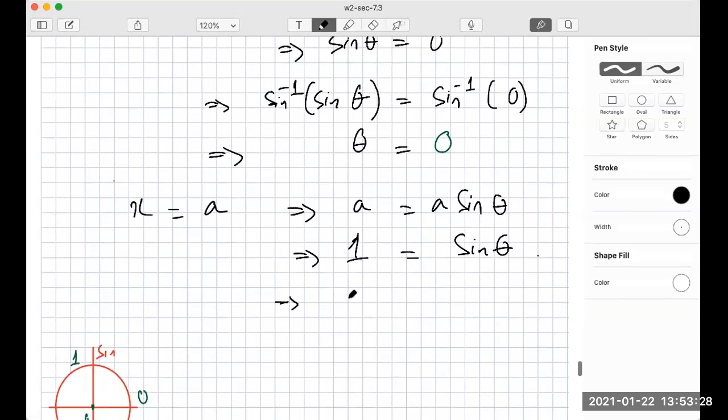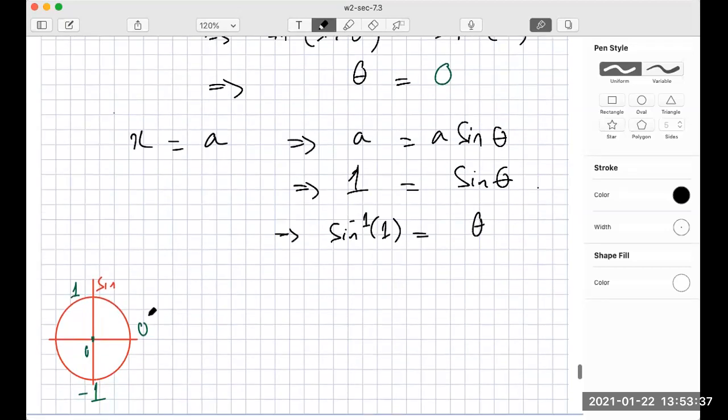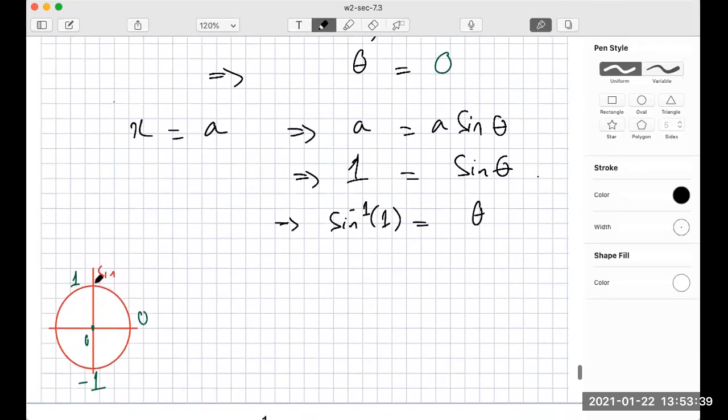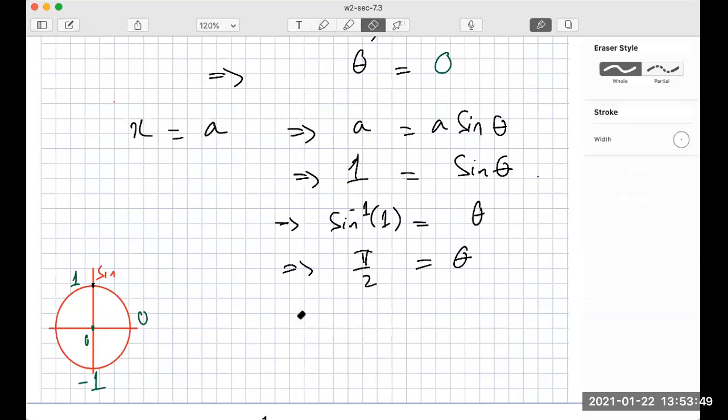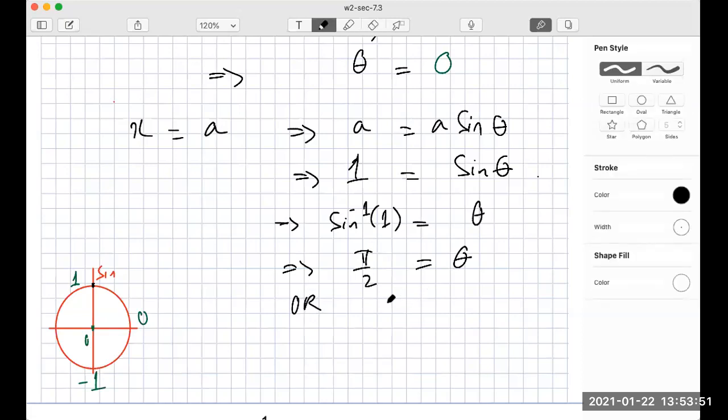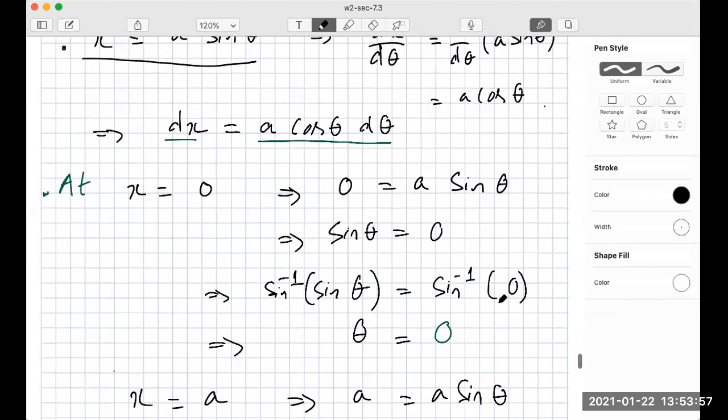We take sine inverse both sides. Right, the right-hand side becomes theta. Okay. What is sine inverse of 1? Yes, very good. This point here, right? Therefore, pi over 2 is equal to theta, or you can write theta is pi over 2. Now, we know the relation already.